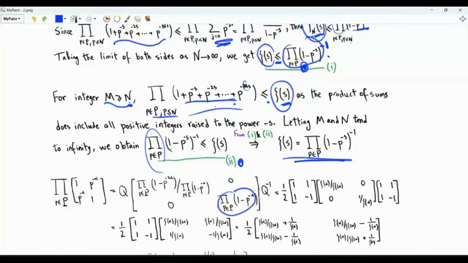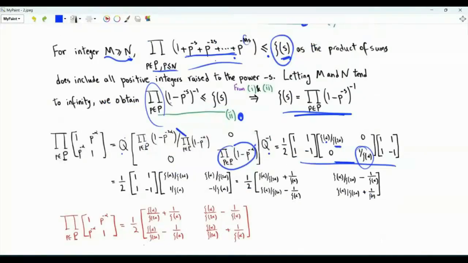We are done. This product, because we don't have minus 1 here, is 1 over zeta of alpha. This ratio is zeta of alpha divided by zeta of 2 alpha. The final result is this diagonal matrix surrounded by Q and the inverse of Q. Multiplying our three matrices, we get this result here.